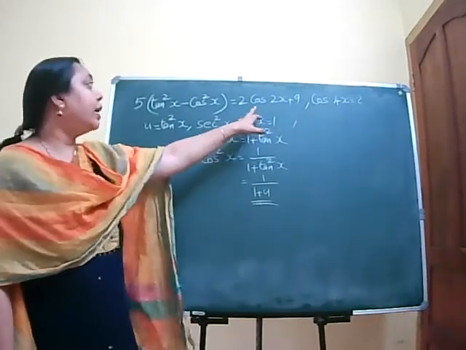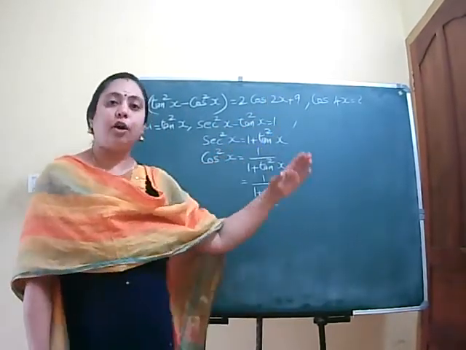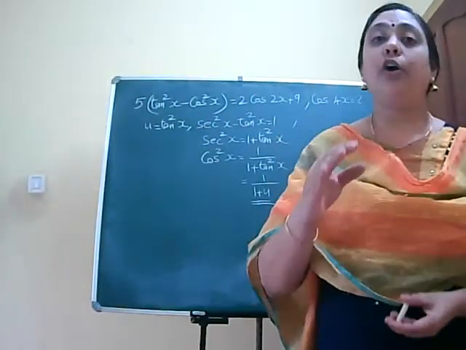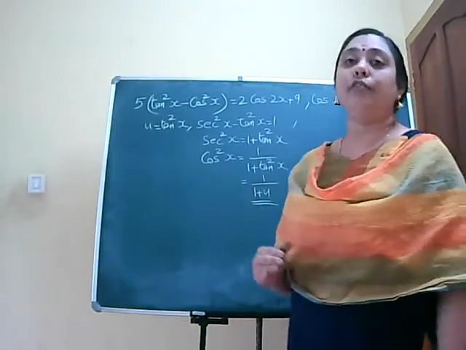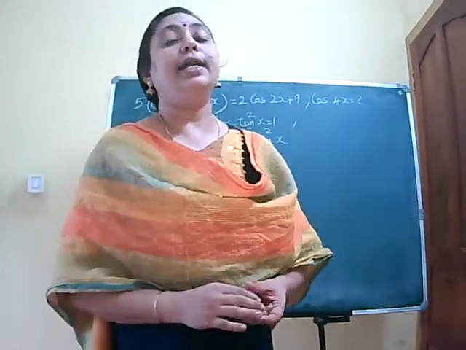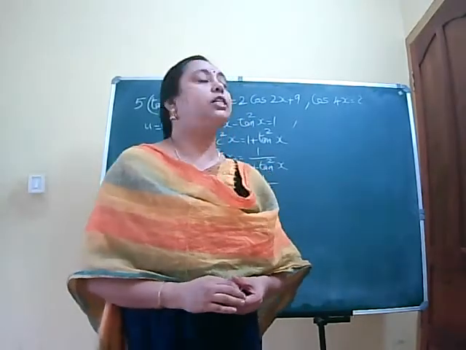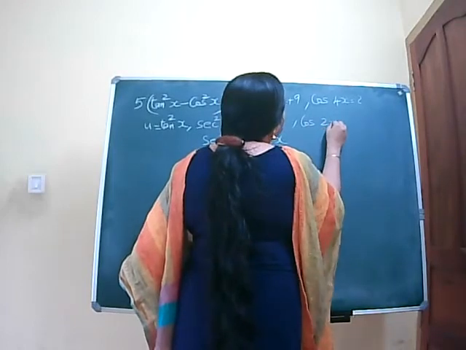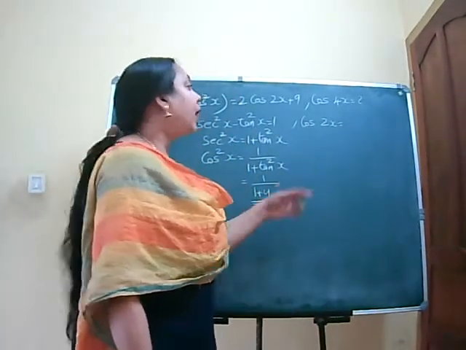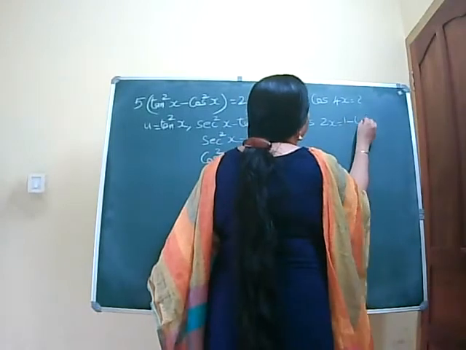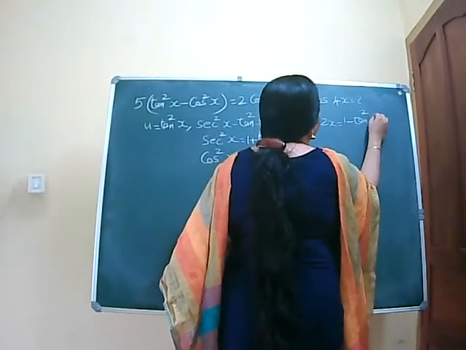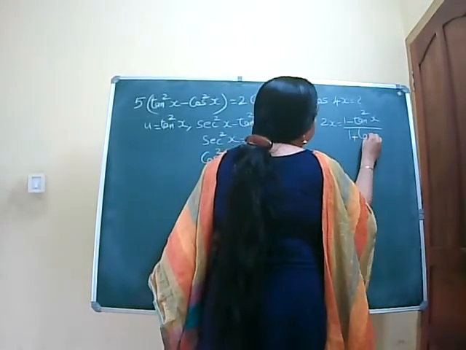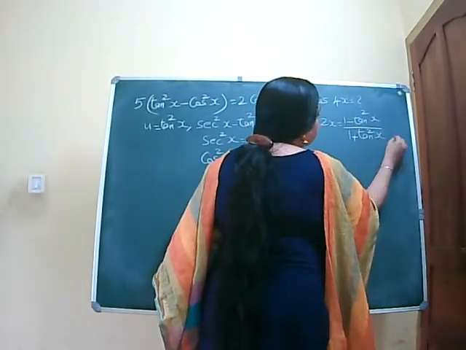Now, we have to convert cos 2x into the terms of tan square. We know the formula for cos 2x in terms of tan square. That is, cos 2x is equal to 1 minus tan square x divided by 1 plus tan square x. Okay.